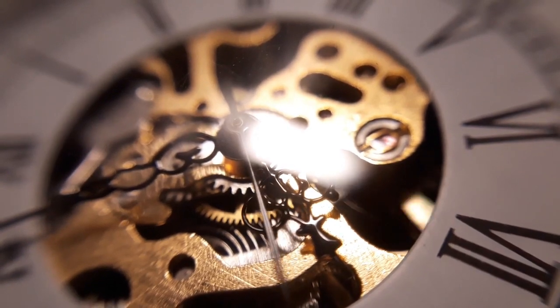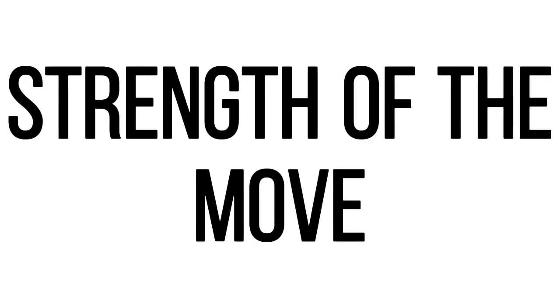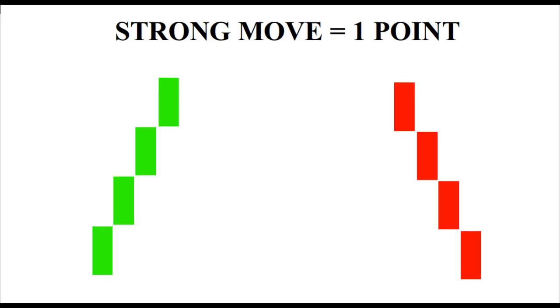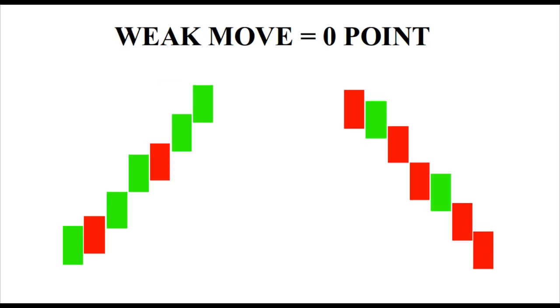Odd enhancer 1: strength of the move. We score the zones according to the strongest. For example, a very strong zone, with 2 large impulsive candles, equals 2 points. A strong zone, less than 5 medium impulsive candles, equals 1 point. A weak zone, consisting of both candles, equals 0 points.